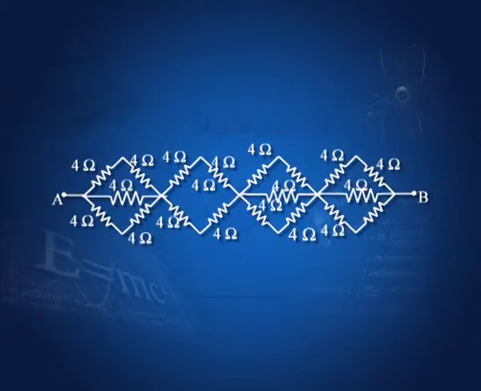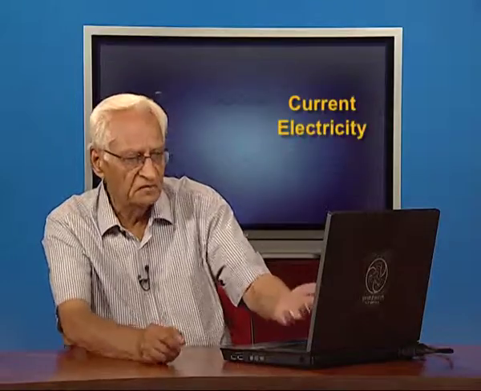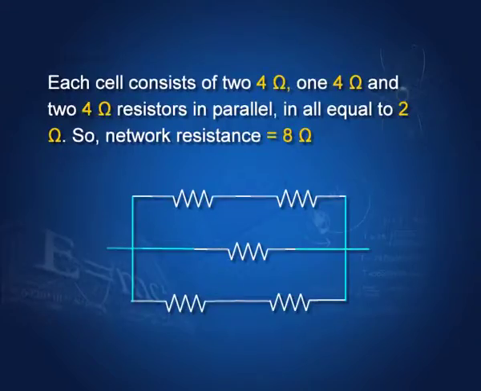Another very complicated looking network, but it is not really complicated. Each cell of this network is actually 2 resistances in series, 2 here in series, and then they are in parallel with this. So, this series is in parallel with this, and this series is in parallel with this, and we can find out this is 4 plus 4, 8, this is also 4 plus 4, 8, this is 4.